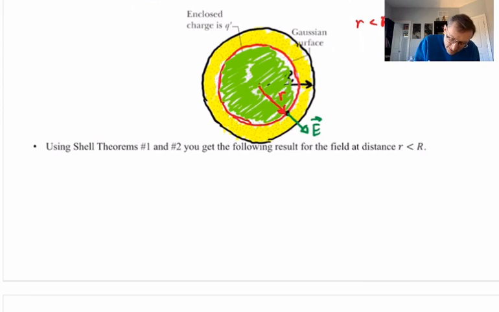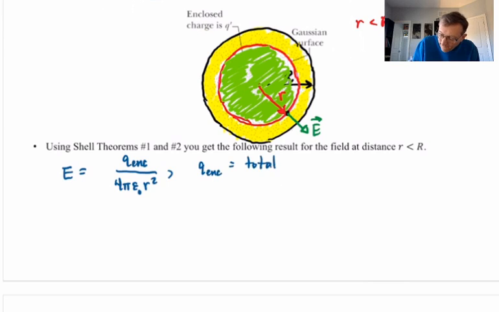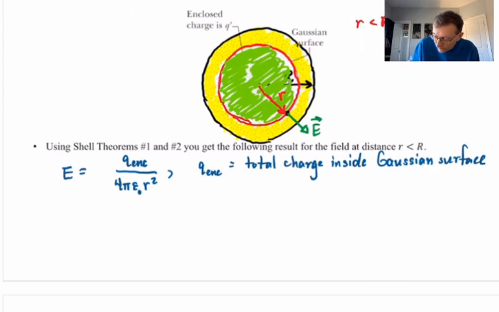Okay? All right, so the magnitude of the electric field will be Q enclosed over 4 pi epsilon 0 little r squared. Q enclosed is the total charge inside the Gaussian surface, that I had shaded there in green. It's supposed to look like a sphere. So next, the question is, how do I find out how much that is?